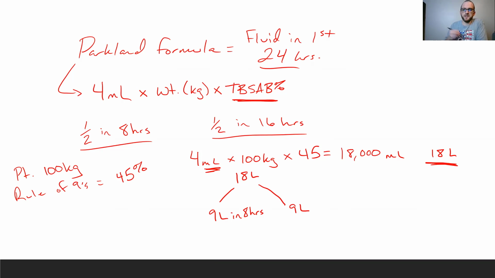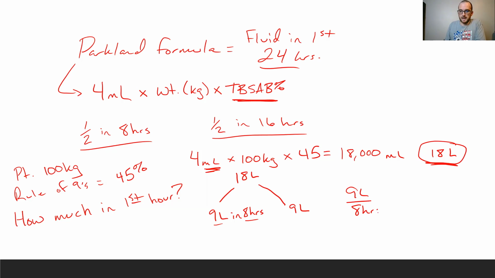So then it just becomes math manipulation. Once you get your total amount of fluid, you have to look back to the question and read what it says. If it says how much in the first hour, then there's 9 liters in 8 hours, so we could divide 9 liters by 8. It's a little bit more than a liter an hour. 9 liters over the course of 8 hours equals 1.125 liters per hour. So if the question was how much are you going to give in the first hour, it would be 1.125. If they said in the first 2 hours, you could just double that, so it'd be 2.25 liters.